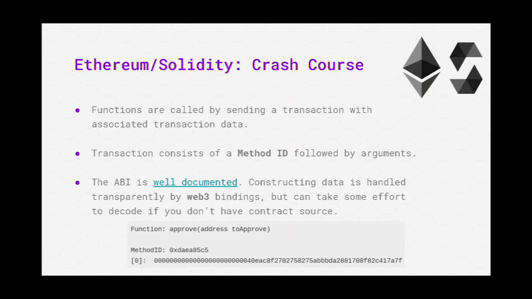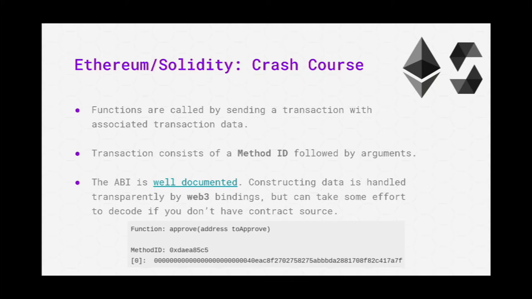So the way that you call functions is you create a transaction, but you also attach some transaction data to it. Transaction data consists of a method ID followed by arguments. The method ID is a 32-bit integer that should uniquely identify a function in the contract and tells the dispatcher which function to execute. And then you pass along whatever arguments you're going to use to call on this thing.